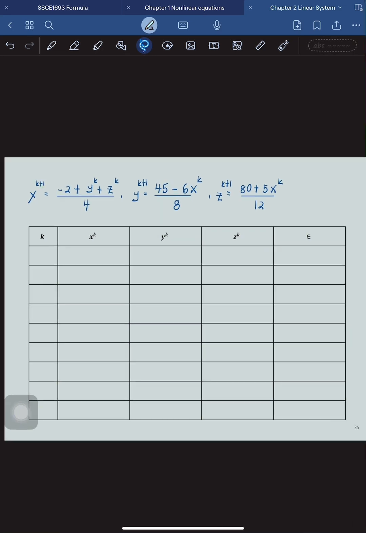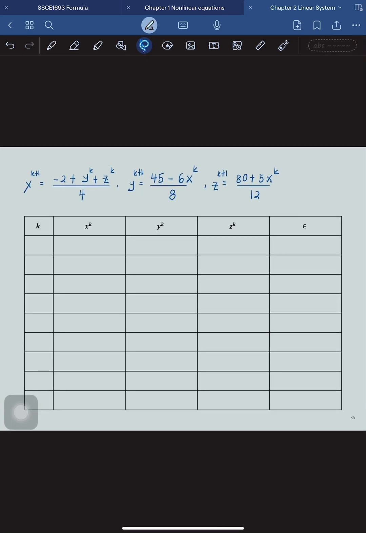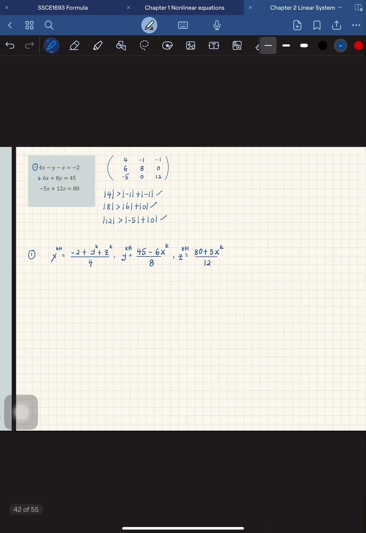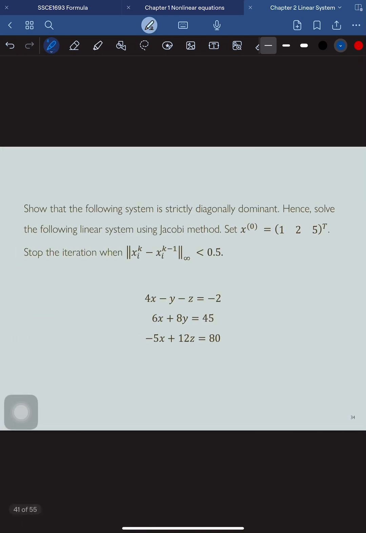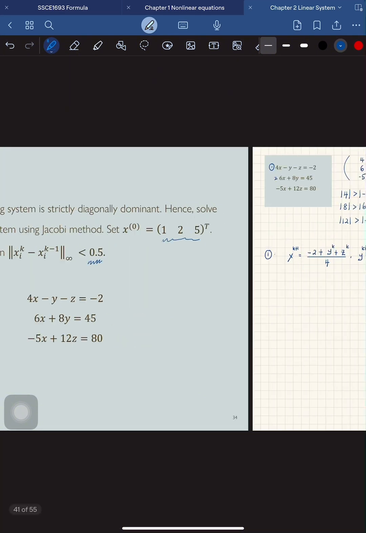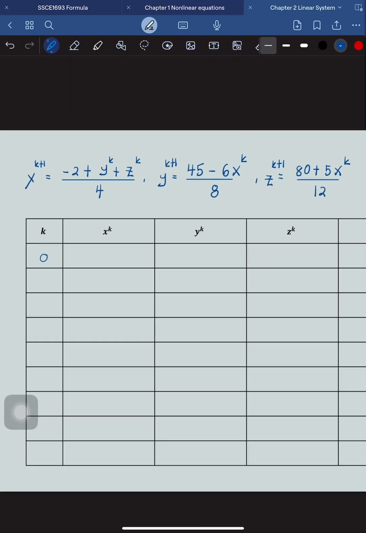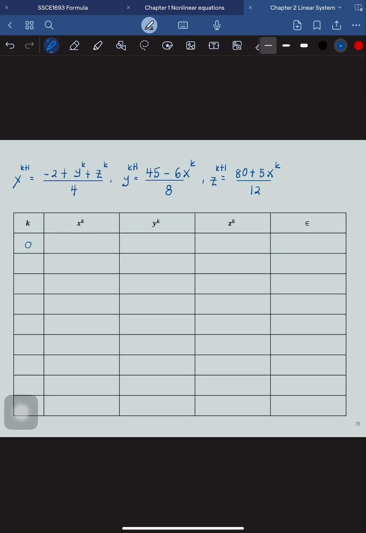So we have this equation, so we have to construct this table. We need to find the value of x, y, and also z with the tolerance. From the question, we have the initial guess, which is 1, 2, 5, and our stopping criteria must be less than 0.5. So we don't have the first stopping criteria.